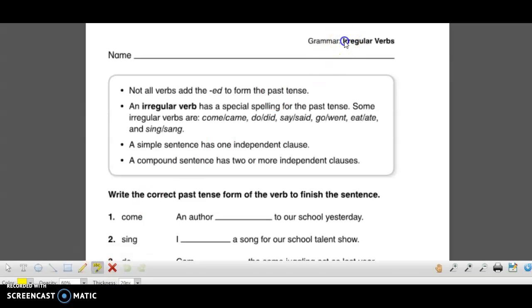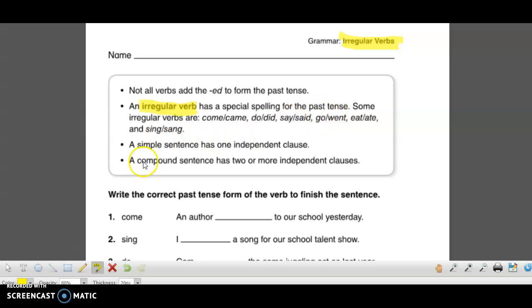That's our grammar focus for today, irregular verbs. So not all verbs, when we make them past tense, add ed. The ones that we normally do, most verbs, when we make them past tense, we do add that ed. But for irregular verbs, they have special spellings to make them past tense.